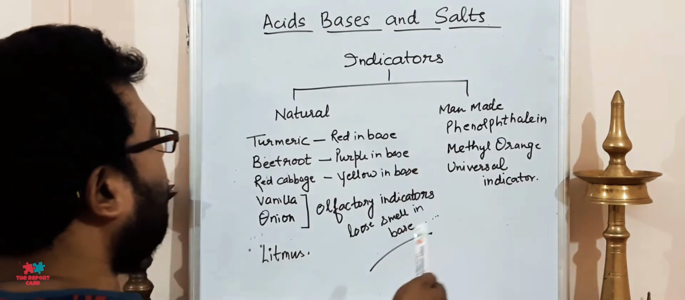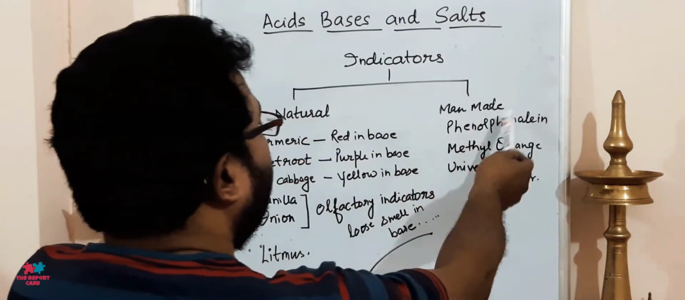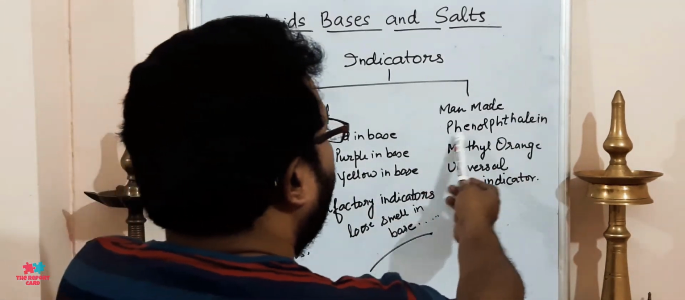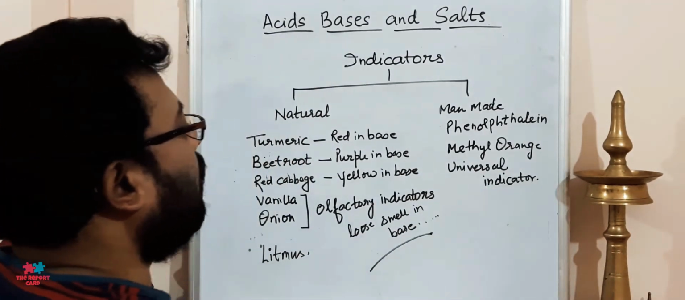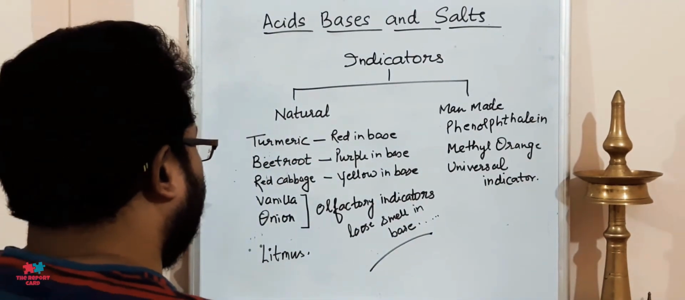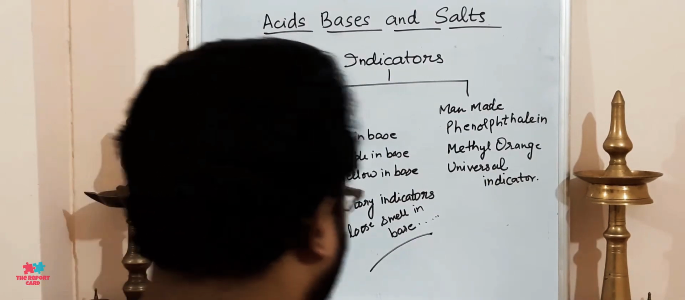Right. Then we come to man-made indicators. We have phenolphthalein, we have methyl orange, and we have the universal indicator. Okay, so I will just talk about these three.